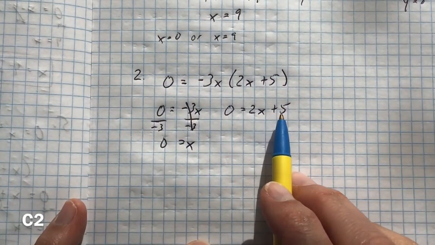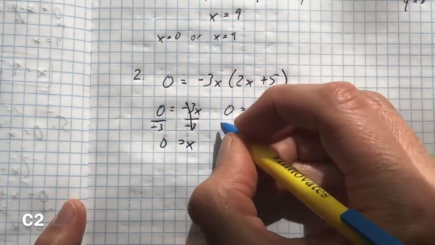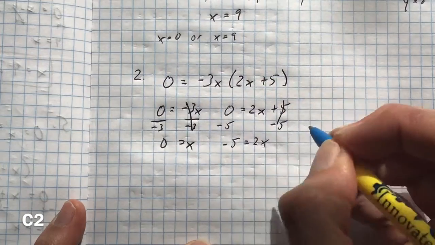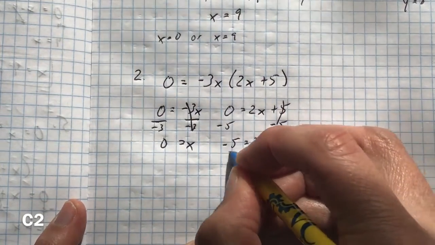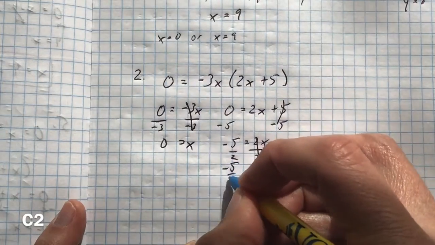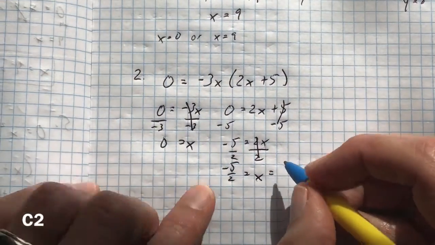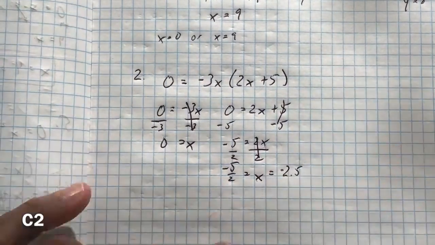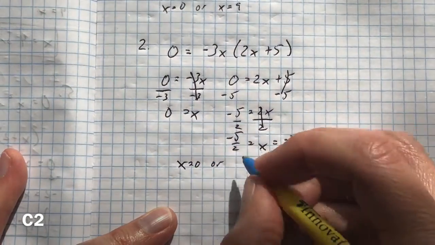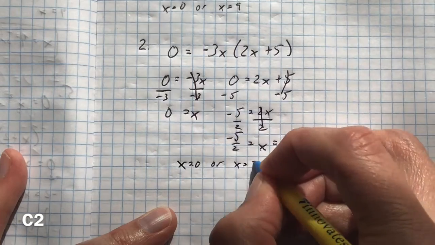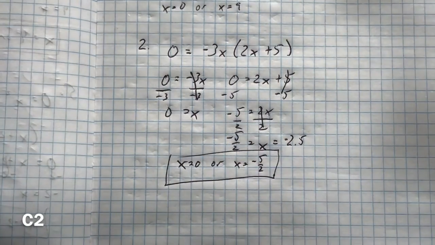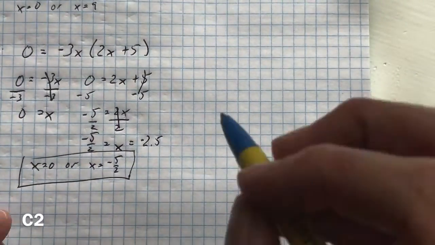I have a little bit more work to do here. So minus 5 on both sides. This is going to be negative 5 equals 2x. Divide by 2, divide by 2. x would equal negative 5 over 2, or that also would equal negative 2.5. So the answers would be x equals 0 or x equals negative 5 over 2. So when it comes to checking that, let's do that here.